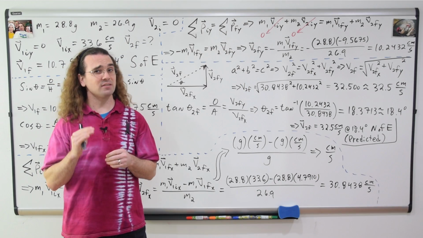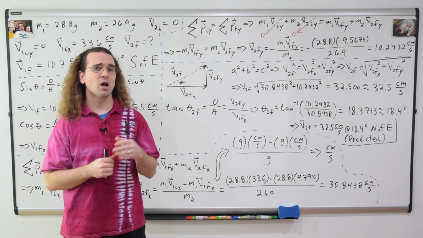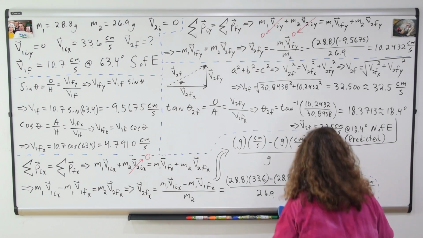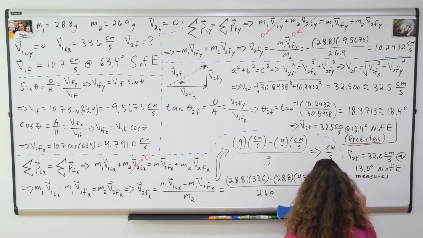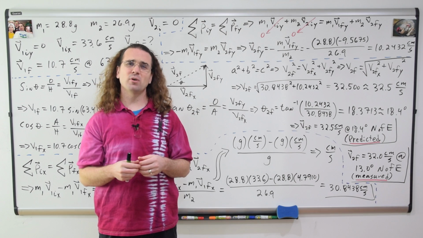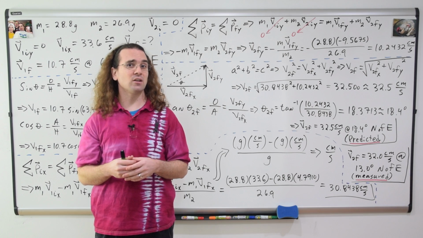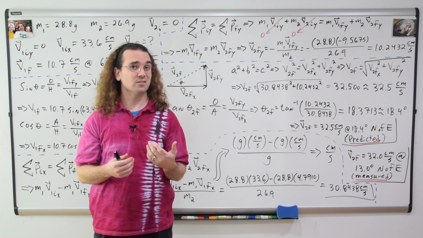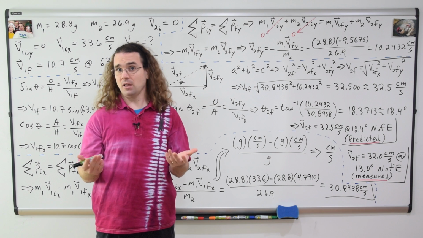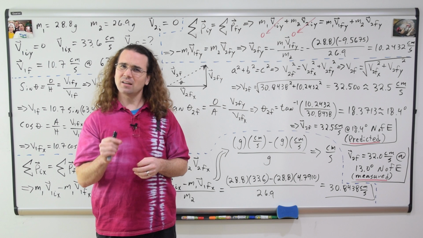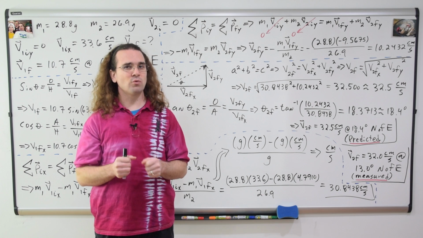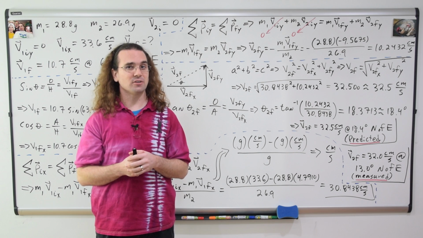This is our predicted final velocity for disk 2. Our measured value is 32.0 centimeters per second at an angle of 13 degrees north of east. I'd say we were pretty close. But what I'd like to know is, is this really an elastic collision?